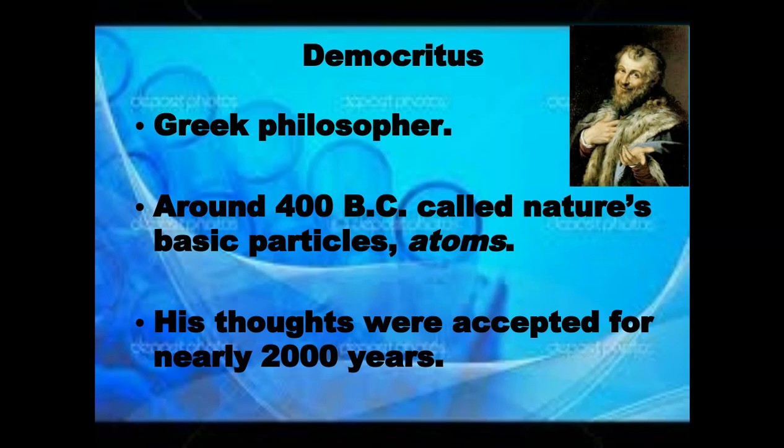So this started with Democritus around 400 BC. He was a Greek philosopher, and he wondered, what is everything made of? He was thought of as the laughing philosopher. He was always happy and joking. So he came up with this theory that all of nature was made of these basic particles called atoms. And this idea stuck around for almost 2,000 years. So most of modern history was thought on this basic principle of everything's made of little particles.